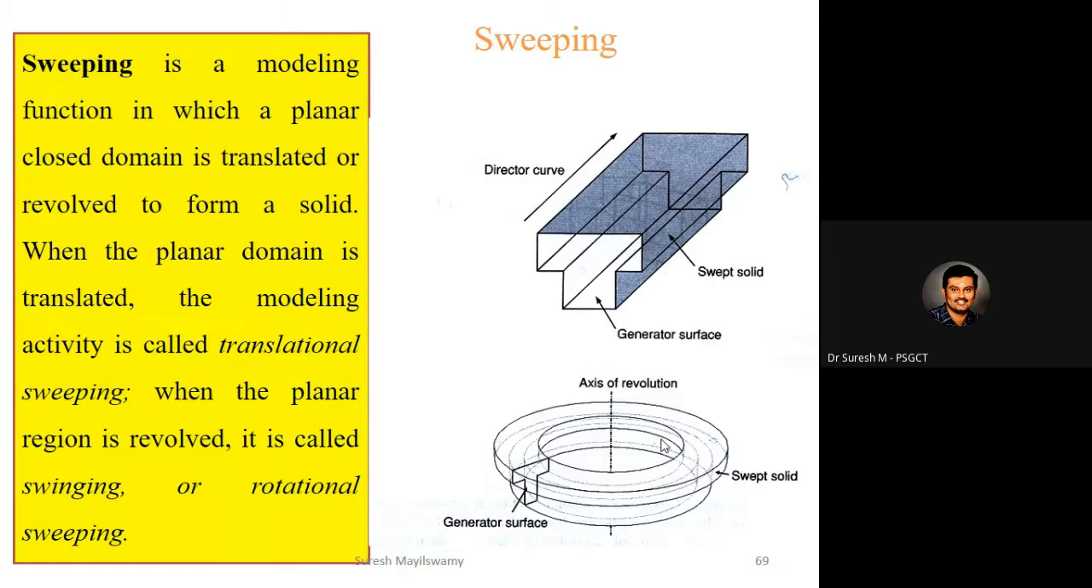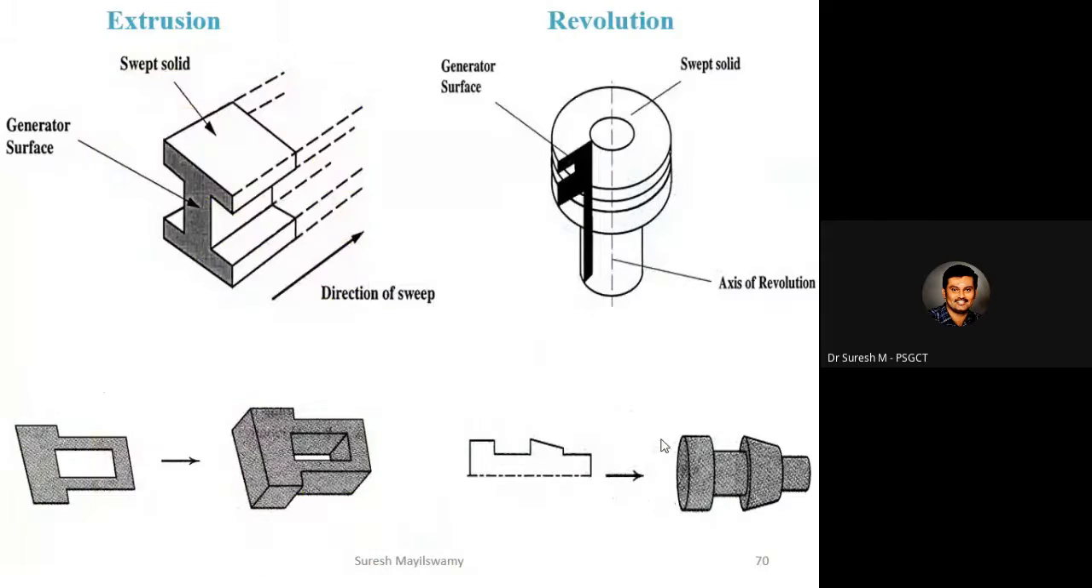And this is the next concept, which is called as sweeping. Sweeping is a modeling function in which a planar closed domain is translated or revolved to form a solid. When the planar domain is translated, that modeling activity is called as translational sweeping. When the planar region is revolved, it is called as rotational sweeping. These are the examples for translational sweeping and rotational sweeping. So this is called as extrusion and this is a revolution.